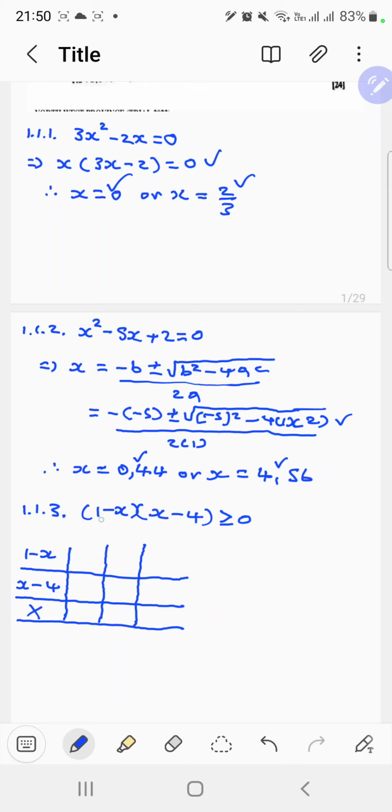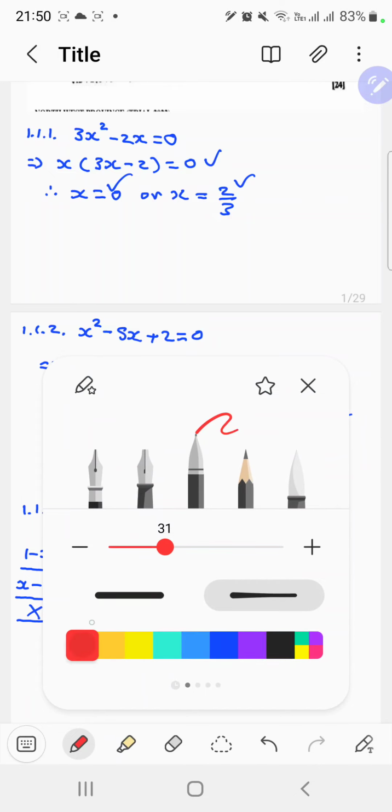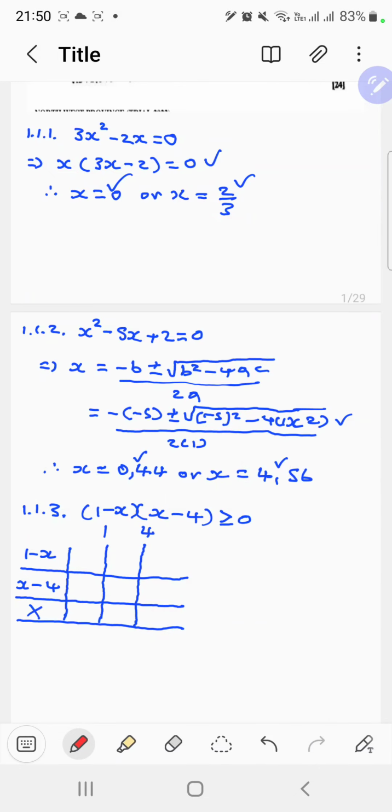Okay, so if we solve for x here, we get 1, and if we solve for x here, we get 4. So these are our critical values. Then we ask ourselves, for what values of x will this binomial factor be 0? When x is 1. When we put a number greater than 1, say 2, we get a negative answer.